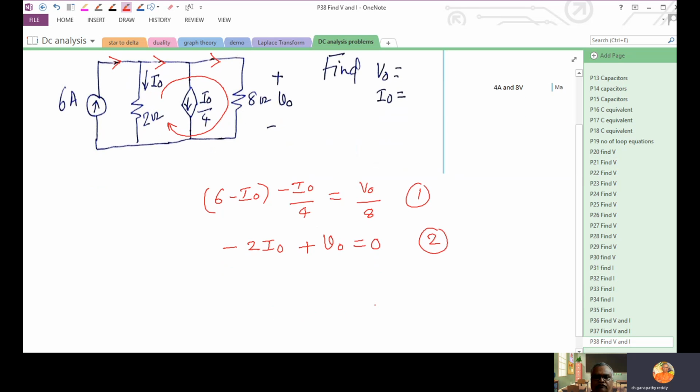So two unknowns, two equations. Solve for V naught and I naught. I naught is 4 amps. V naught is 8 amps. So that is the answer.